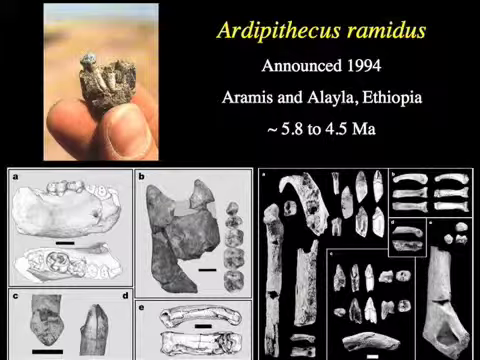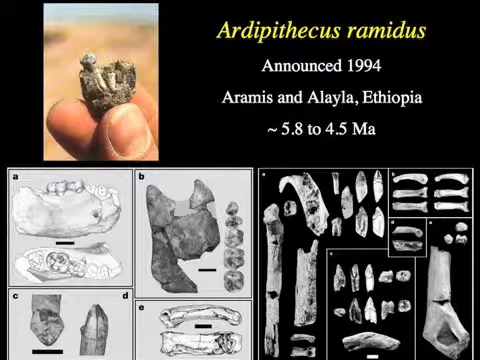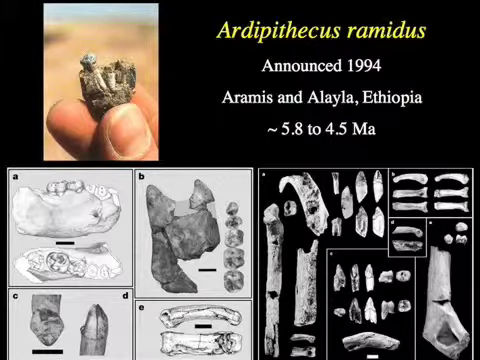So we have Ardipithecus ramidus. It was announced in 1994 and comes from a couple of sites in Ethiopia. Its date is about 5.8 down to about 4.5 million years. And we have a small but representative sample of fossils, including some craniodental remains, and we also have some postcranial remains. Again, this has been argued to be a hominin on the basis of characteristics that have been argued to be linked to bipedalism.